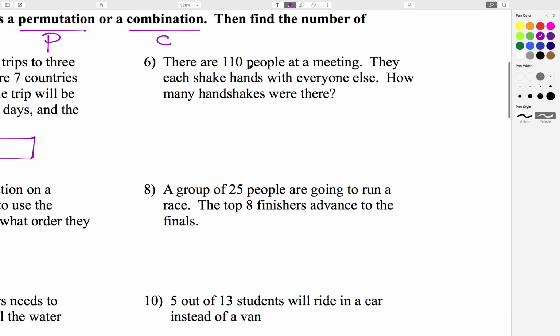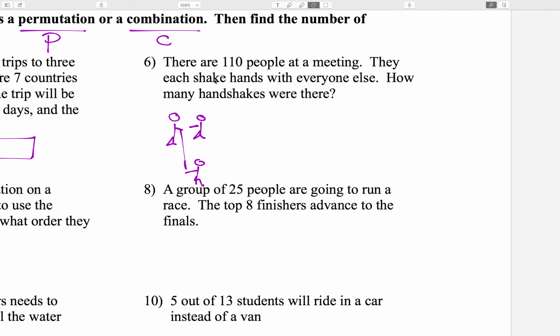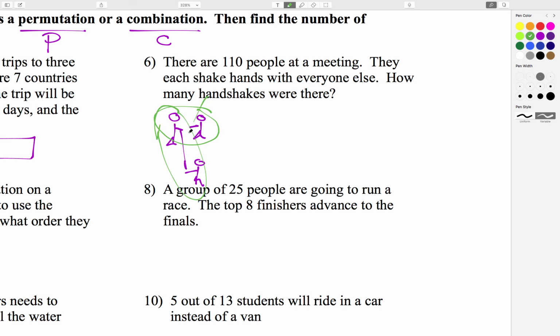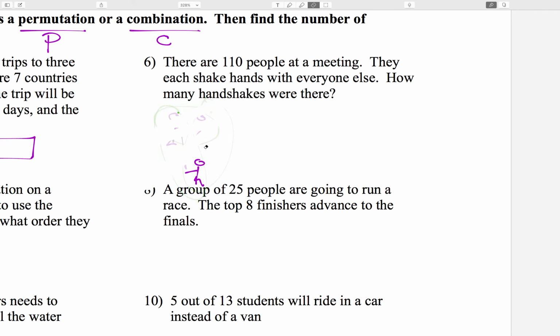There are 110 people at a meeting. They each shake hands with everyone else. How many handshakes were there? So, yes, you could think about handshakes. You shake this person's hand, and this person shakes another person's hand, etc. But more than that, once these 2 people shake hands, that's one group. The order in which they shake is the same. Once they shook hands, it happened. This is another group, another possible group of shaking hands, and this is another one. So the order doesn't matter. So this is a combination.